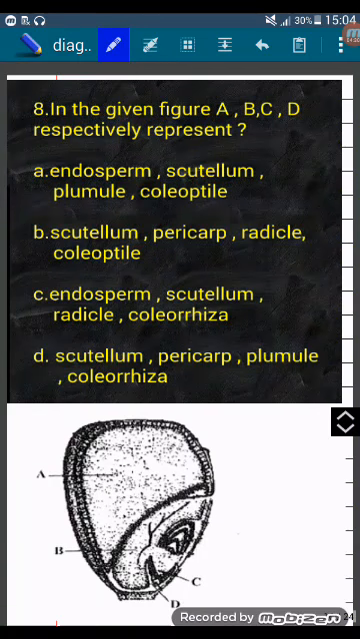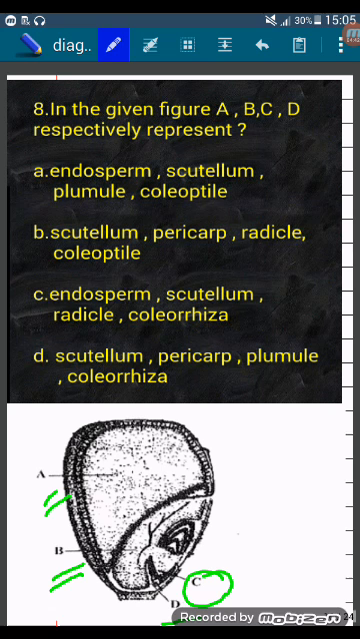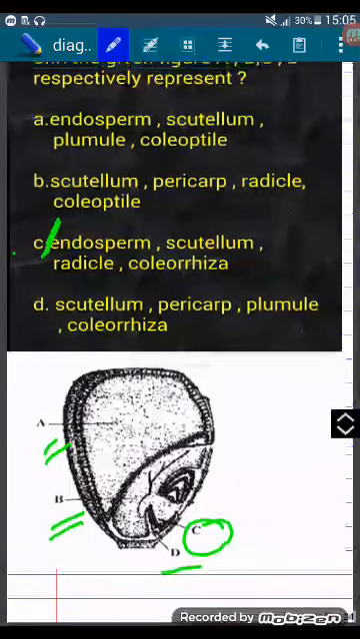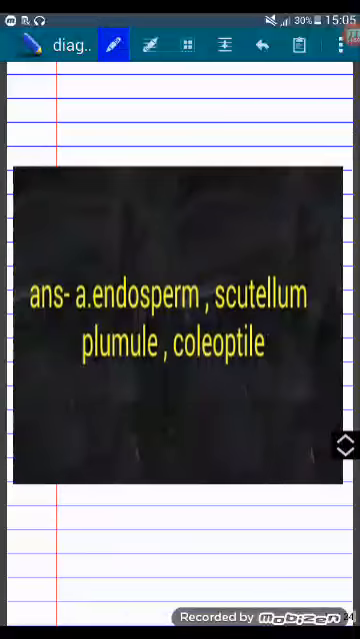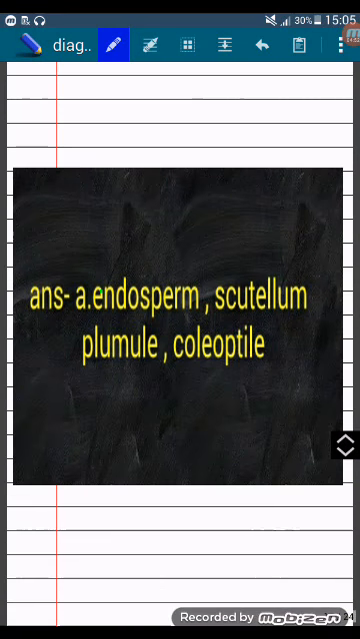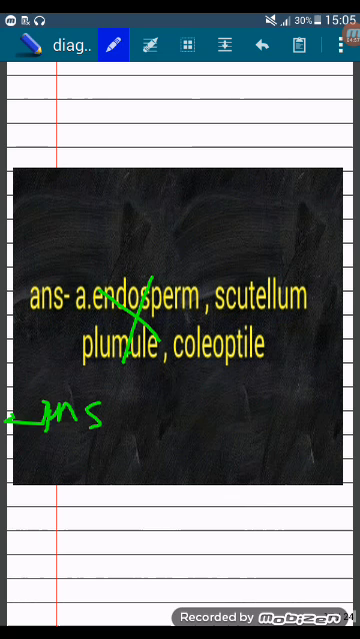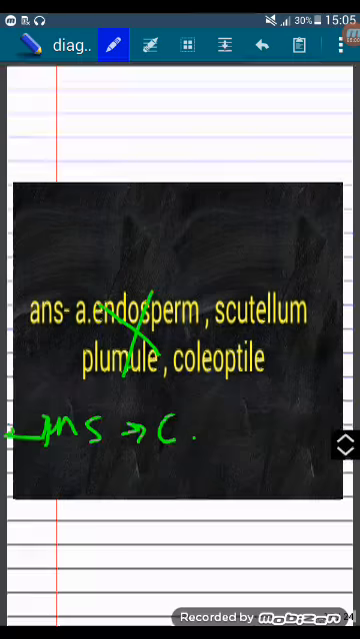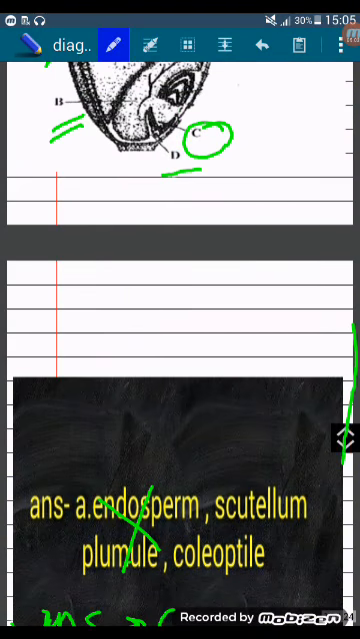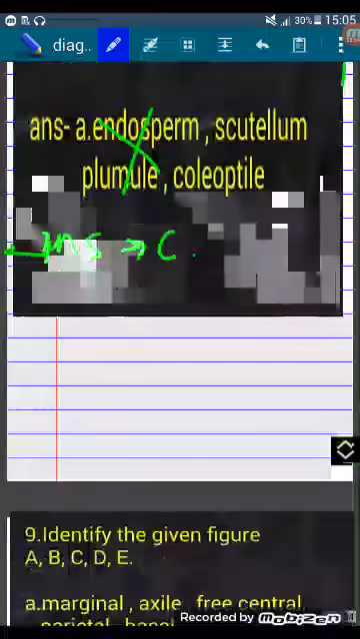Next question. In the given figure, A, B, C, D respectively represent. A is endosperm, B is scutellum, C is radicle and D is coleorhiza. So answer is C. No, answer is not A, answer is C. Answer is C. Endosperm, scutellum, radicle and coleorhiza.